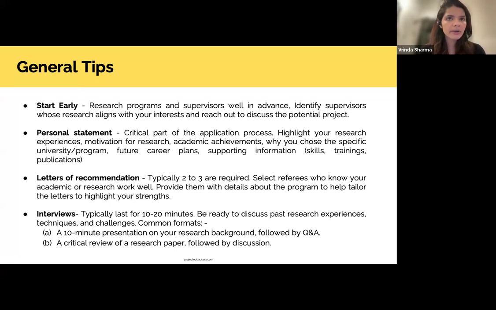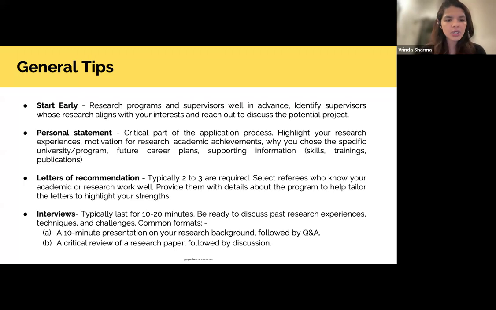Then when you're appearing for the interview, make sure that you stay calm during the entire interview process, because mostly this wouldn't be for more than 10 to 20 minutes. And in the majority of cases, they would want you to speak about your research experiences. And nobody knows your research better than you do. So try to stay calm in that.